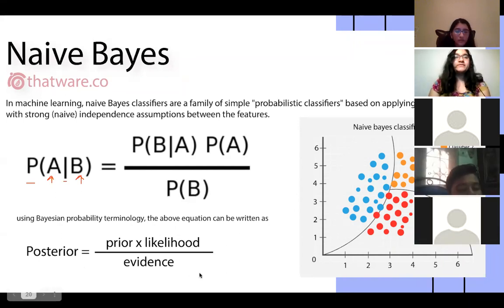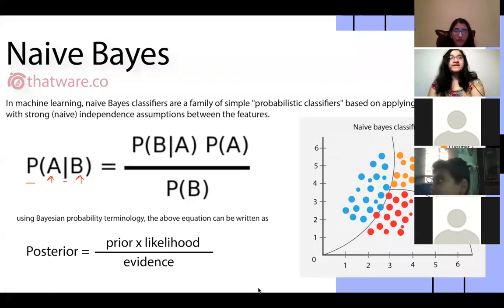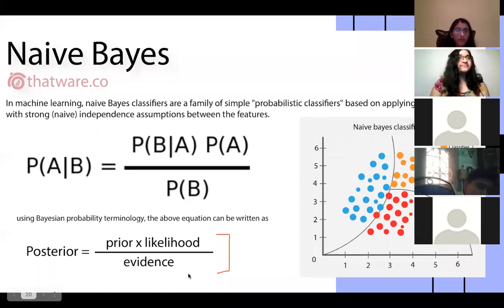And so the way that we can look at this more simply is that the posterior is equal to the prior times likelihood divided by the evidence. And so don't think too much into this. We're going to look at an example.